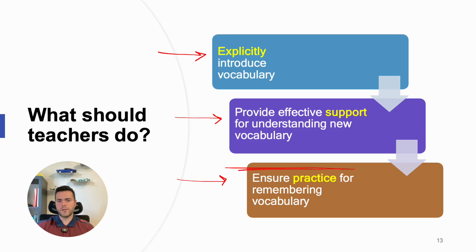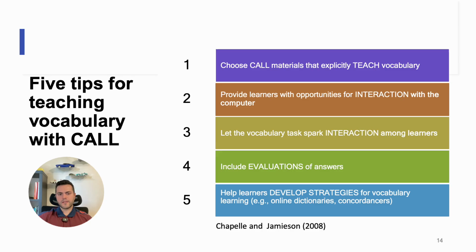Now that we've covered the teacher's role, let's get specific. If you're teaching vocabulary with CAL, computer-assisted language learning, what are the best practices? In this slide, we want to learn 5 solid tips suggested by Chappell and Jamieson on how to use tech tools for teaching vocabulary. Number 1, choose CAL materials that explicitly teach vocabulary. This is quite important because this is not just about using a flashy app. We need to look for tools that are intentional in their vocabulary teaching.